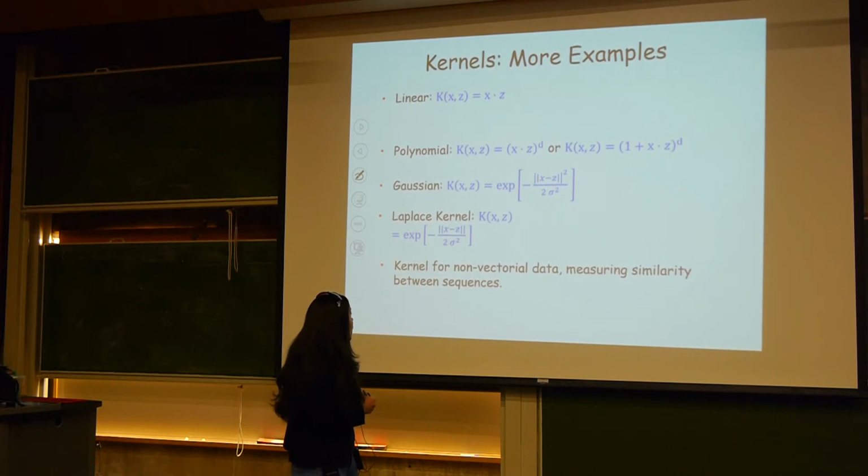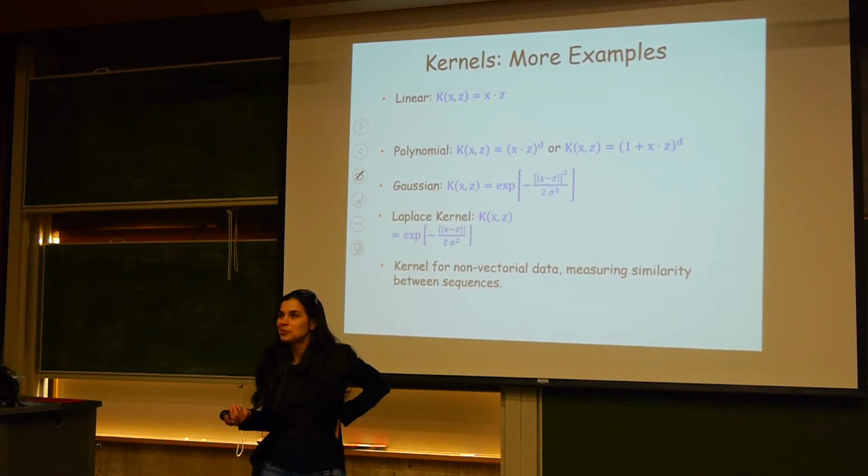I also want to mention that the most trivial kernel we can think of is the linear kernel, right? K of x, z is x dot z. I claim it's a kernel. Do you see why? Can somebody give me a quick proof? What would be a legal mapping phi?